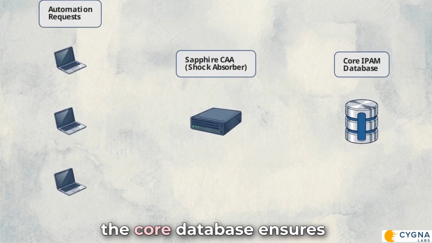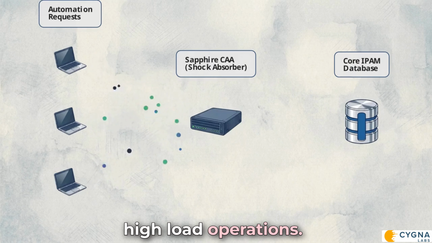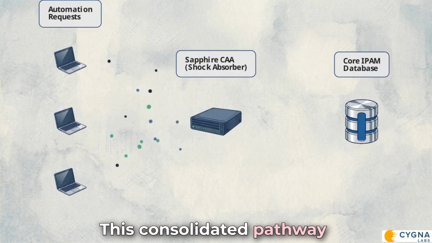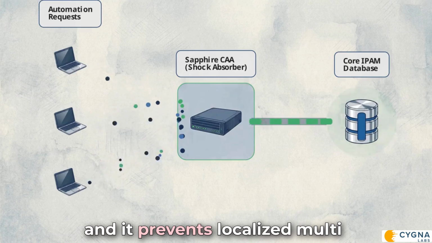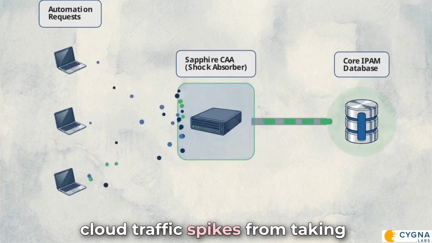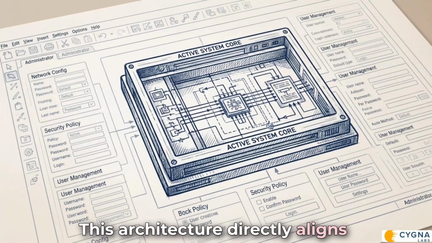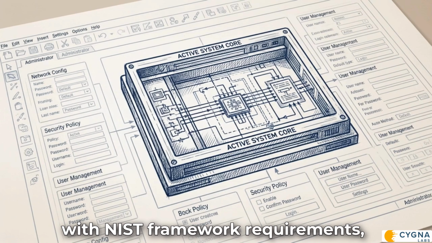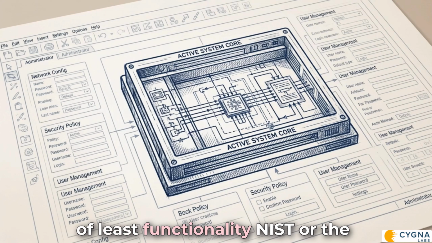Zooming out, decoupling the automation interface from the core database ensures adequate DDI capacity during high-load operations. This consolidated pathway maintains system availability by acting as a shock absorber. It prevents localized multi-cloud traffic spikes from taking down critical core services. This architecture directly aligns with NIST framework requirements, specifically the mandate to establish a baseline configuration of least functionality.